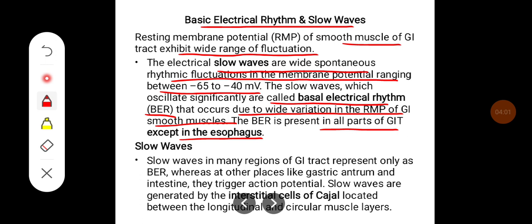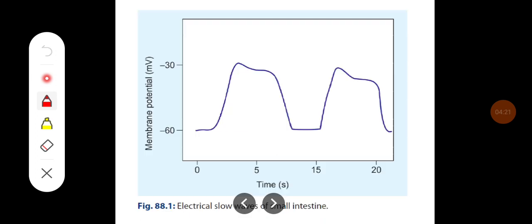Slow waves in many regions of the GI tract represent only a BER, whereas in other places like the gastric antrum and intestine they trigger action potentials. Slow waves are generated by the interstitial cells of Cajal located between the longitudinal and circular muscle layers. So here the picture shows electrical slow waves of the smooth muscle where the membrane potential ranges between minus 60 to minus 30.